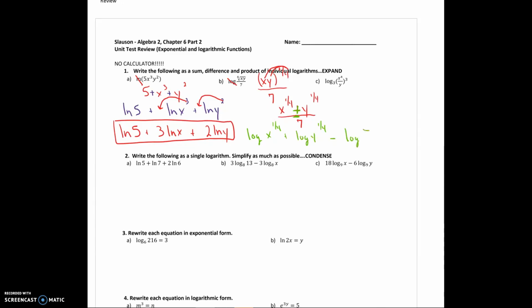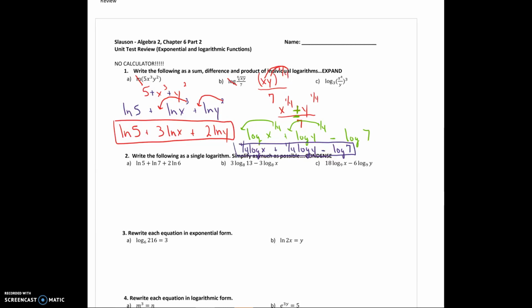log 7. And again, to fully expand this, these exponents are just going to move to the front and turn into multiplication. So our final answer for this one is 1/4 log x, 1/4 log y, minus log 7. So what's in purple? This is your final expanded log.